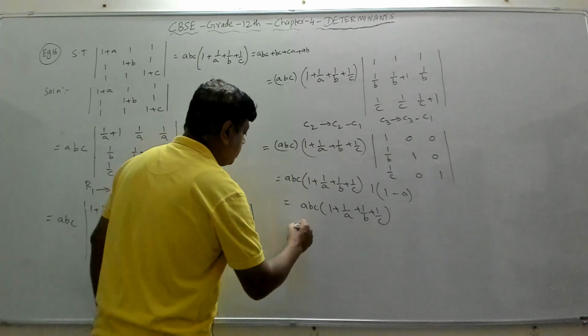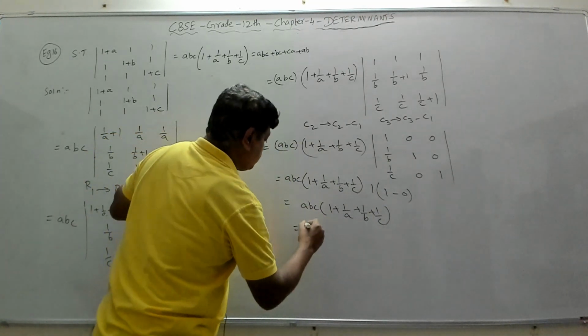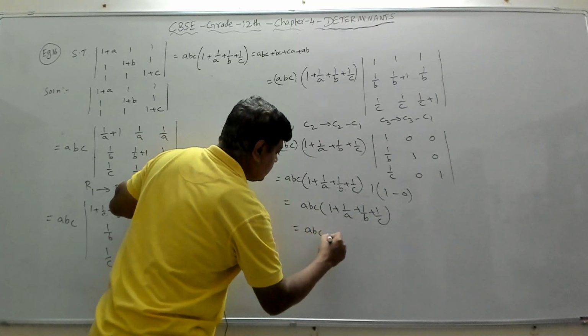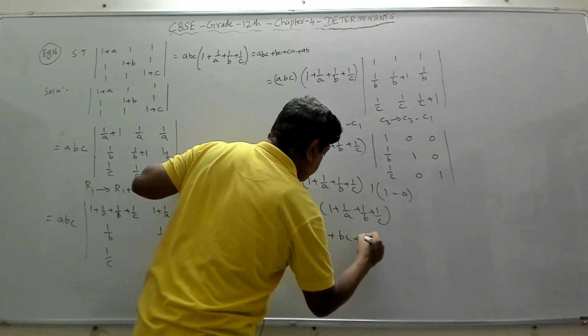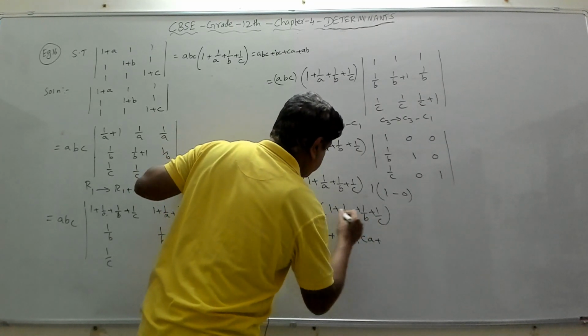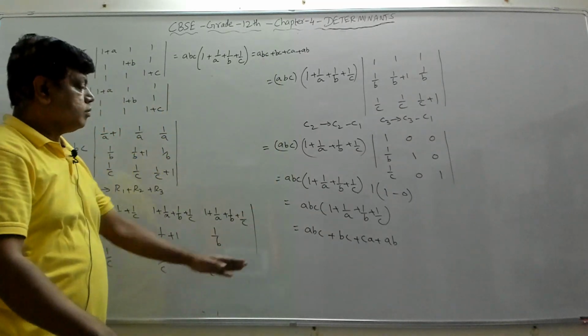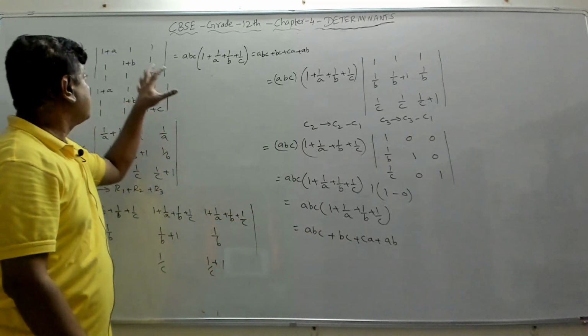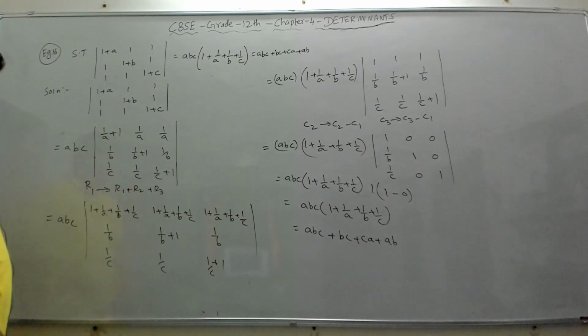So we have proved this part. Now if you multiply these two, ABC into 1 is ABC, plus ABC into 1 by A gives BC, ABC into 1 by B gives CA, and ABC into 1 by C gives AB. So we have got this also. We have proved the value of the determinant is equal to this, which is equal to this. All of you can pause the video and take the notes.